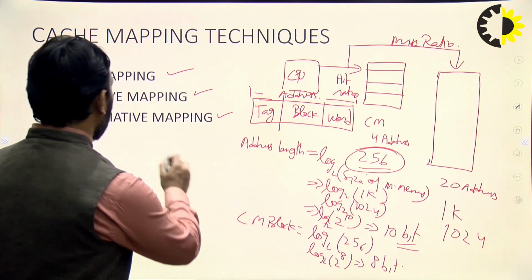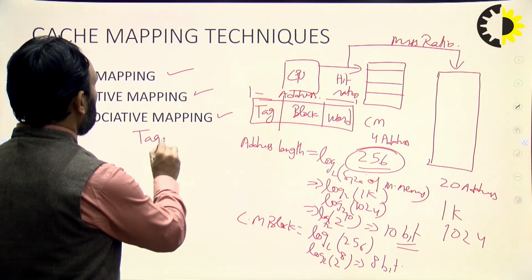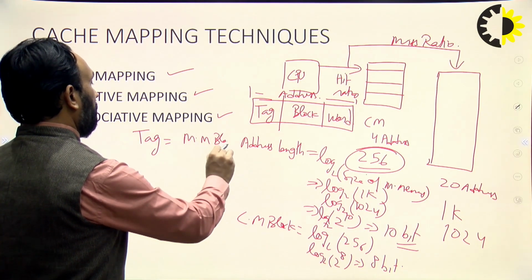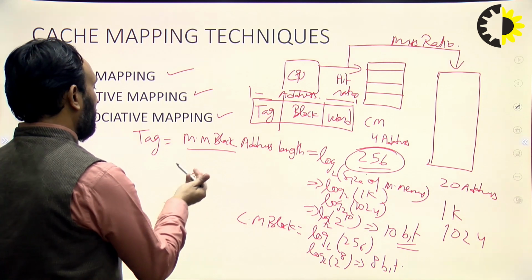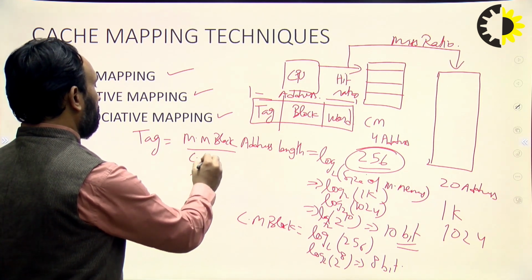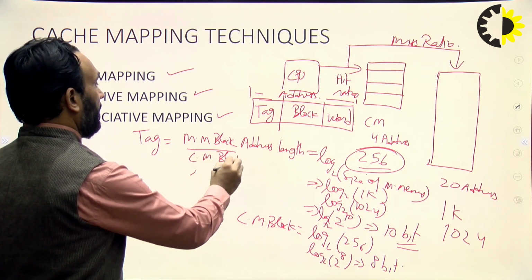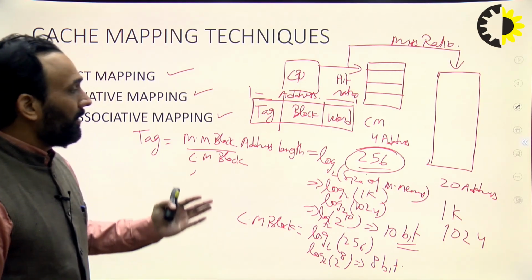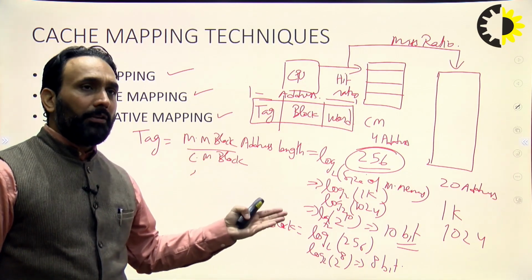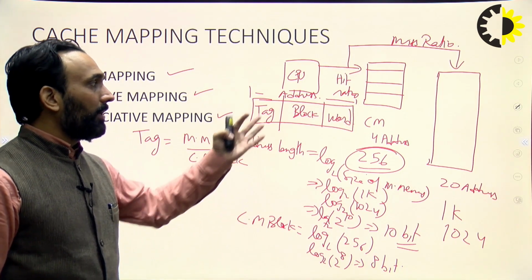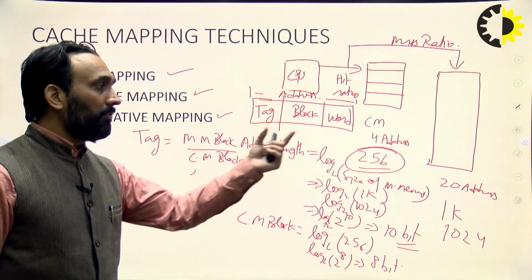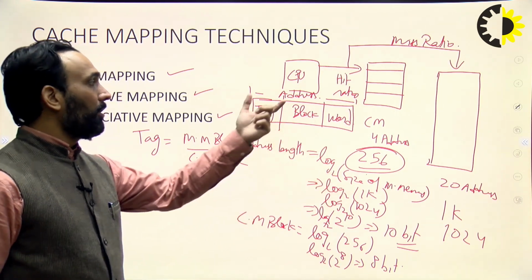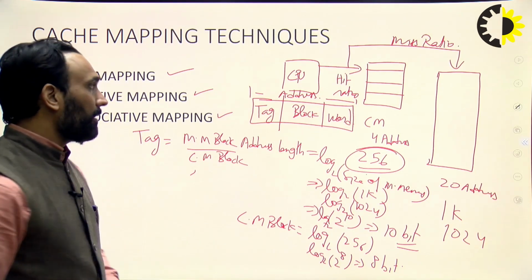And to calculate the tag, we use main memory block divided by cache memory block. Okay. These are basic formulas that are required to calculate the values in a numerical, and to understand the actual concept of mapping the address from a main memory to the cache memory in a direct mapping.